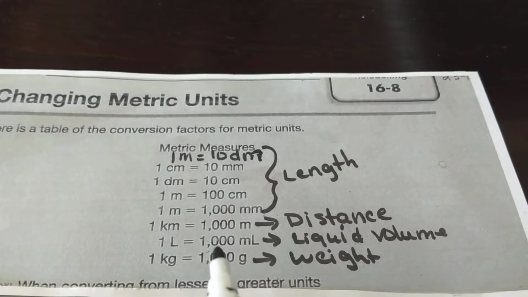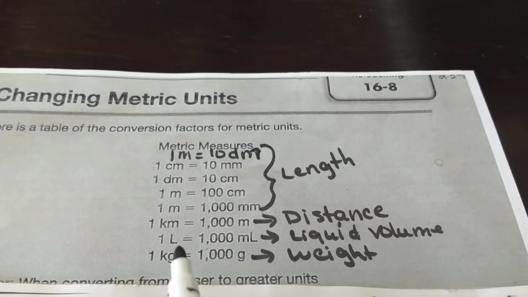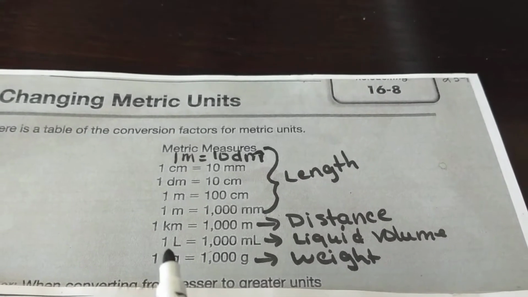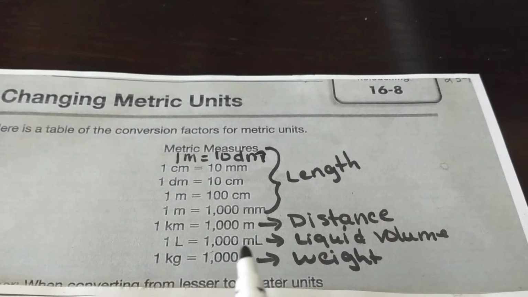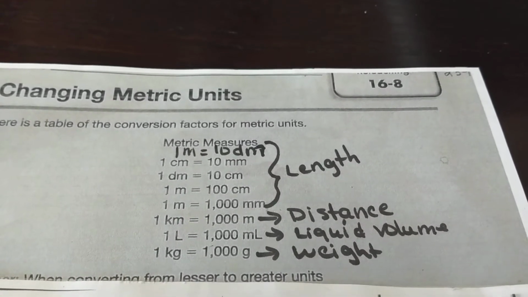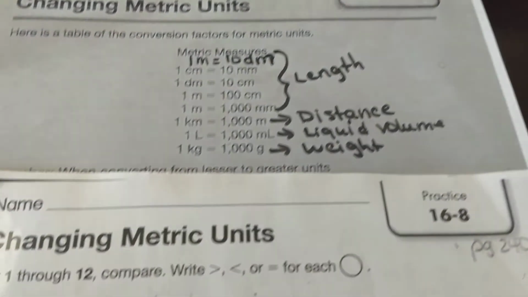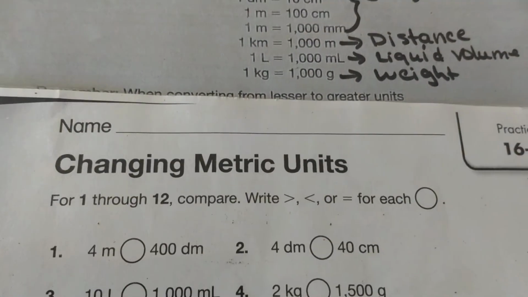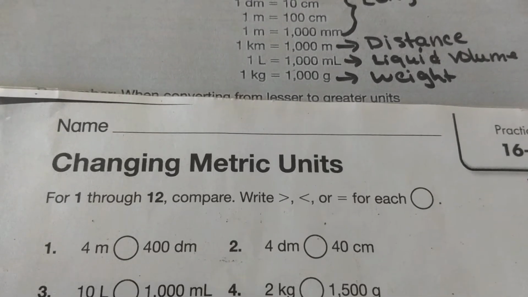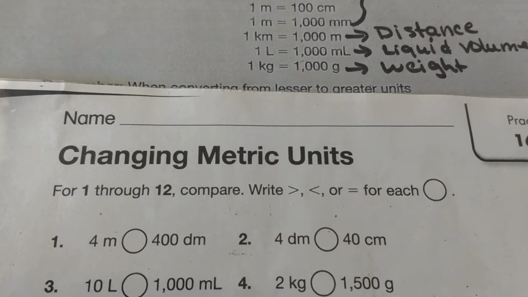Okay, and then 1 liter equals 1,000 milliliters, liquid volume. Of course, 1 liter, think about a 2-liter drink bottle, okay? You've seen those before. Think about the smaller ones. They're 1 liters, okay? Then you have 1 kilogram equals 1,000 grams, and we're referring to weight there, okay? All right, now let's get started on our problems. Let's look at problem number 1. We're going to start changing metric units and we're comparing also by using greater than, less than, or equal to.